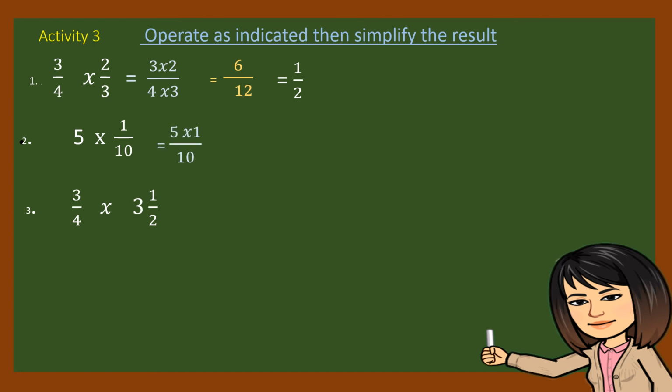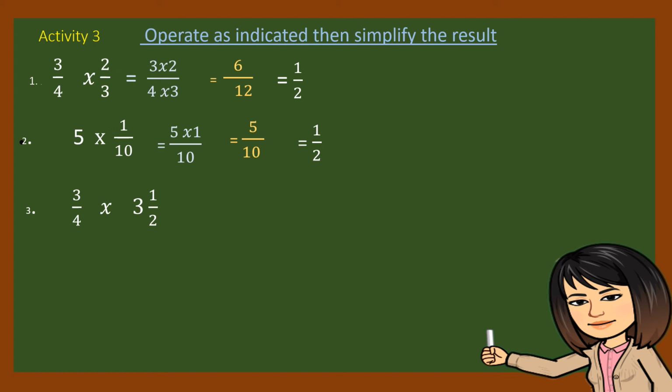Next, eto, whole number times the fraction. So, yung whole number times the numerator over the denominator of the second fraction. So, ganyan lang. 5 times 1 over 10. Ayan. So, this is 5 over 10. Then, simplify. The answer is 1/2.